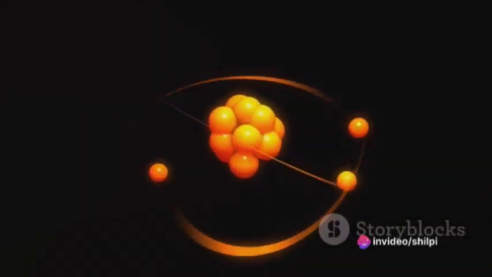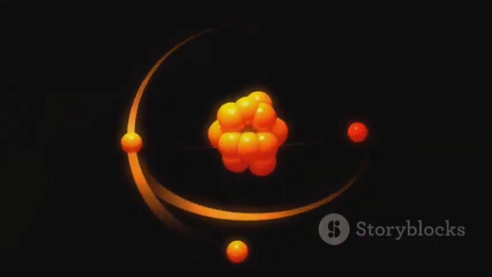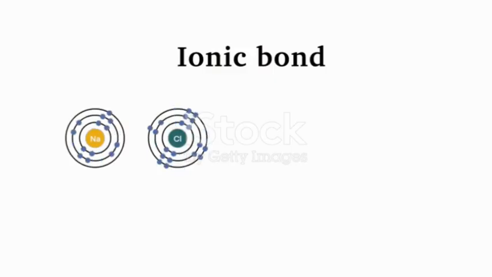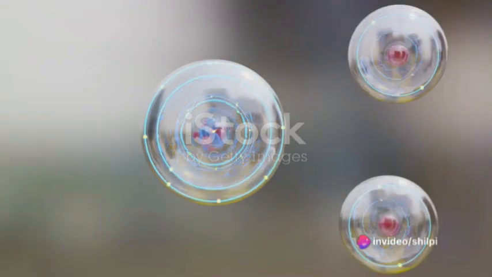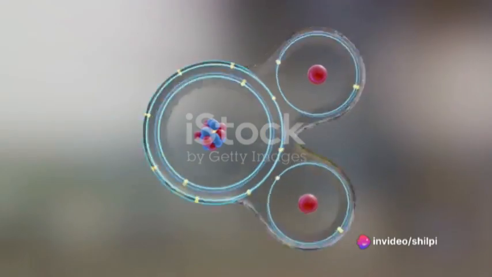Often, you see, atoms don't like to be alone. They prefer to bond with others, forming molecules. But not all bonds are created equal. Sometimes atoms share their electrons equally and sometimes they don't. This is where the story of polar and nonpolar bonds begins.